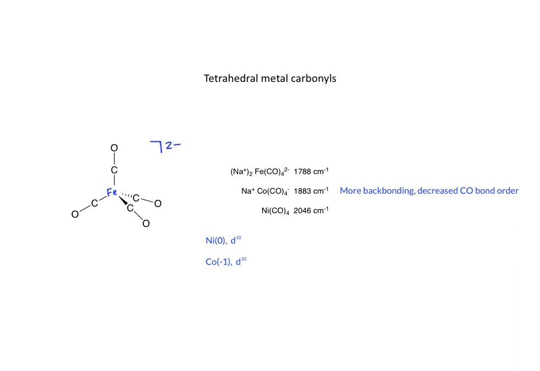With iron tetracarbonyl dianion, iron being group 8, -2 oxidation state, therefore d10, has even more back bonding, diminishing the carbonyl bond order much closer to 2 than for the other metal carbonyls discussed. This concludes the Module 5 video on metal carbonyls and infrared spectroscopy.